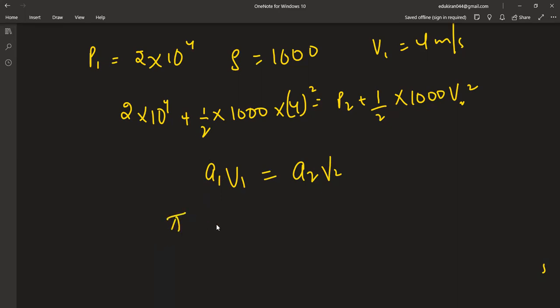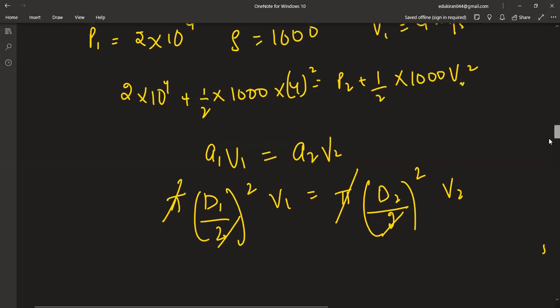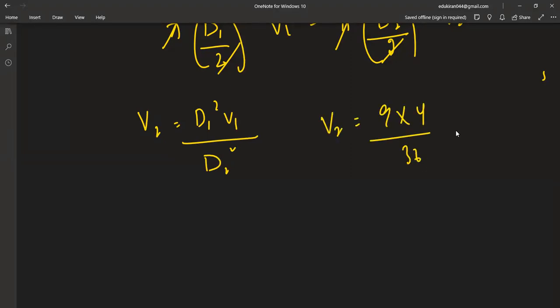So how can we write area? Pi r square, and radius can be written as half of diameter. So pi r square, that is pi times d1 by 2 whole square, into V1 is equal to pi times d2 by 2 whole square into V2. Pi will be cancelled. This 4 will be cancelled. So we will be left with V2 is equal to d1 square V1 by d2 square. V2 is equal to 9 into 4 by 36, which is 1 meter per second.